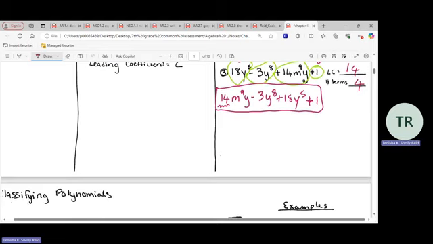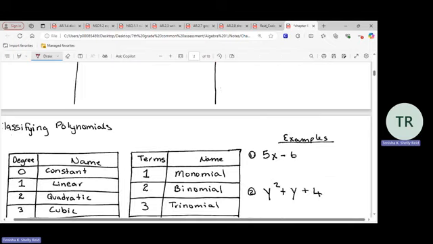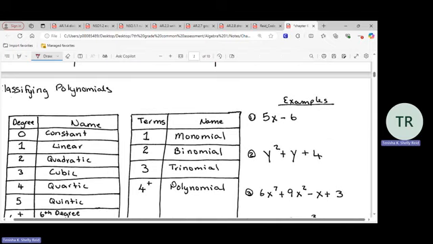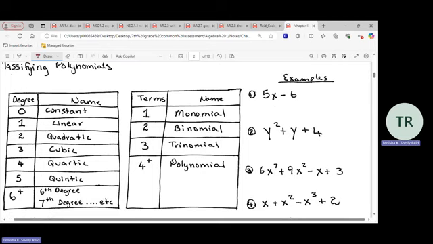Now, we've been talking about the terms and how many terms there are, what are the degrees. That's because that's how we name the polynomial. So if the degree of the polynomial is 0, it's just a constant. If the highest degree is 1, it is linear. If the highest degree is 2, we know that polynomial will be quadratic. If it's 3, it is cubic. If it's 4, it is quartic. And if it's 5, it's quintic. Anything above that is just the number degree.